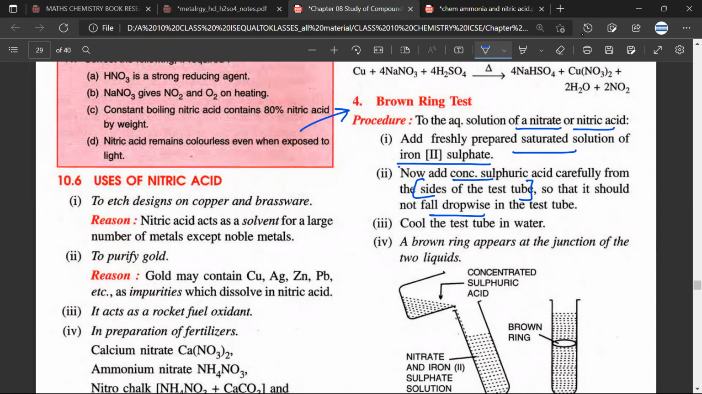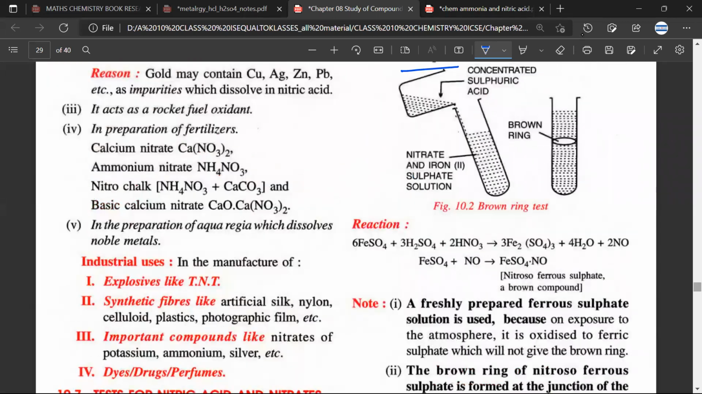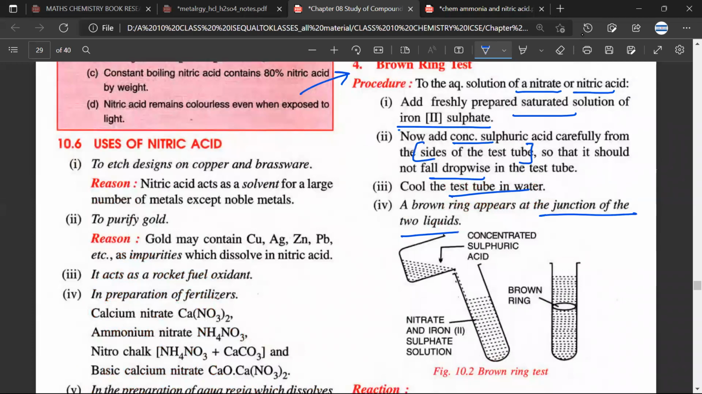This is also a very important reason, and a question based on this could be asked in the exam. Why is concentrated sulfuric acid added to the sides of the test tube? The answer is so that it should not fall dropwise in the test tube. Now cool the test tube in water. A brown ring appears at the junction of the two liquids. So this is the diagrammatic representation of the brown ring test.